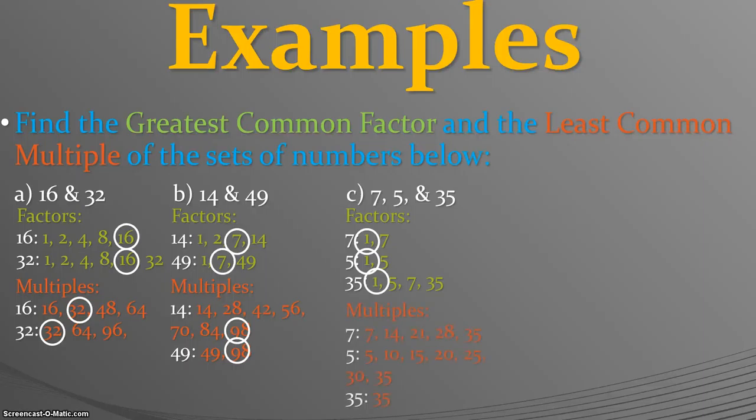Multiples, we're going to count by the number. So 7, 14, 21, 28, 35, and 5, 10, 15, 20, 25, 30, 35. And the least common multiple is 35 because 35 is the matching multiple.